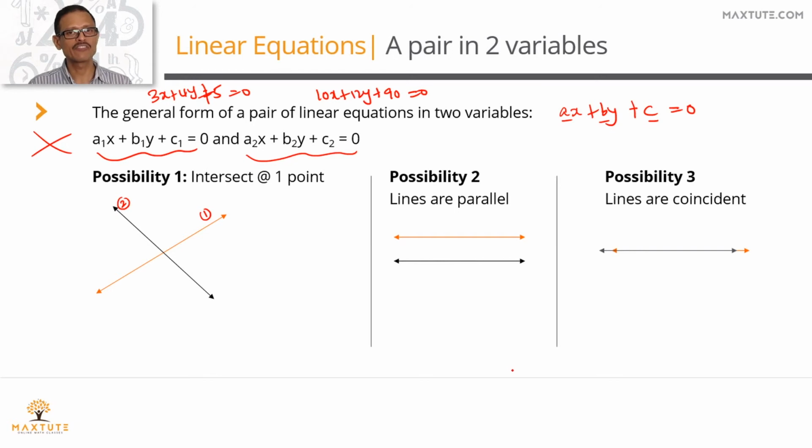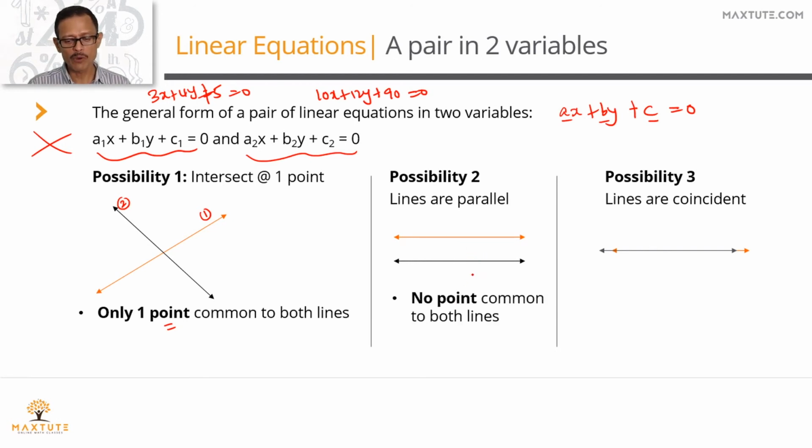Let's make a couple of inferences here for each of these possibilities. In this case, these two straight lines intersect at one point. There is only one point common to both these lines. Parallel lines never meet is a saying, so there is absolutely no point common to these two lines. In this case, any point you pick is going to be a point on the first line, which is a black line, and a point on the second line, which is an orange line. So all points are common to both these lines. So I made one inference based on the number of common points: one common point, zero common points, infinite common points.